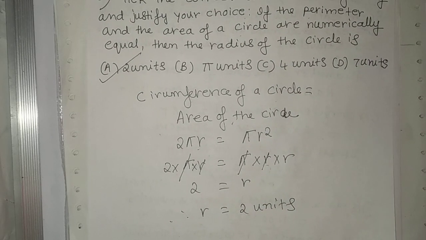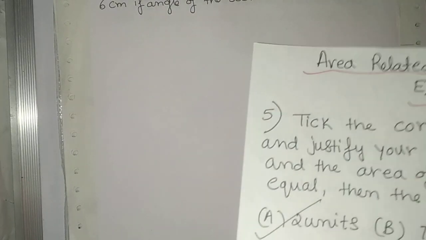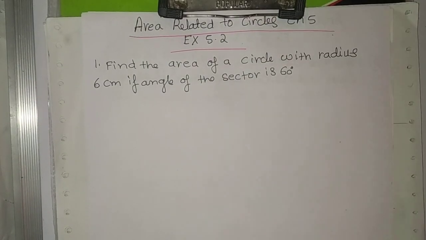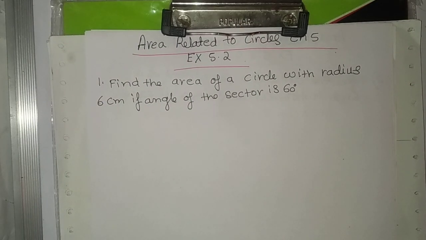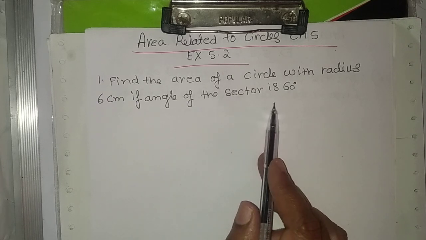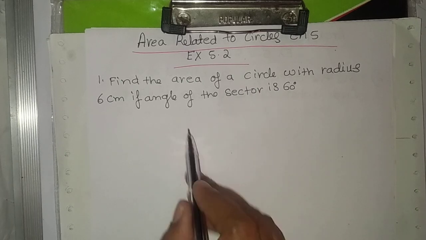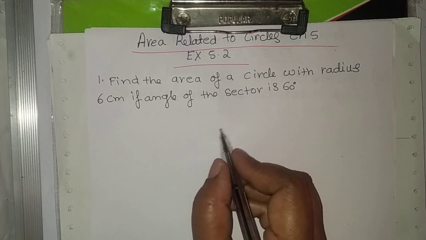So this completes the exercise of 5.1. Now we move on to the next exercise, that is 5.2. Here the first question is, find the area of the circle with the radius 6 cm. The angle of the sector is 60 degrees. Find the area of the sector with the radius they have given and also the angle of the sector.